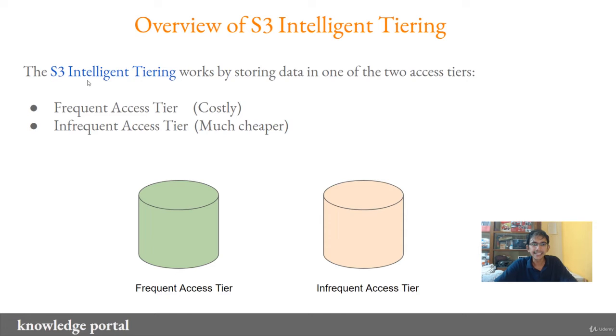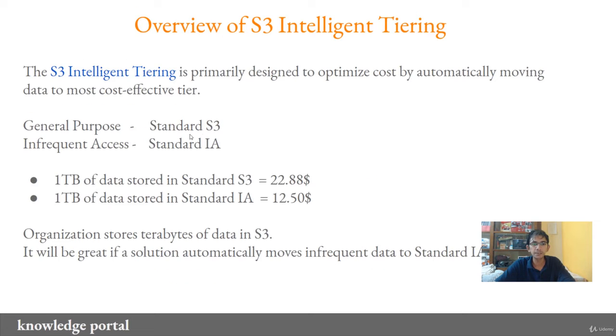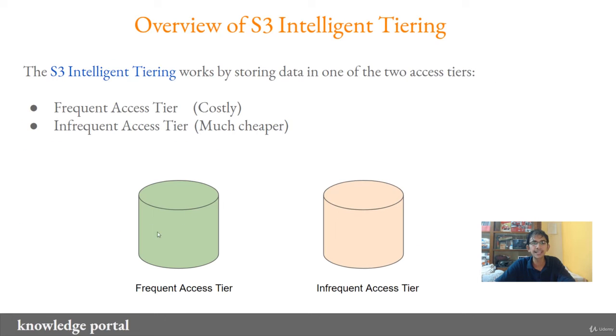Now, the S3 intelligent tiering works by storing data in one of two access tiers. One is the frequent access tier, which is costly, and second is the infrequent access tier, which is much cheaper. So let's say that you have a frequent access tier here and you have an infrequent access tier. The frequent access tier is costly, the infrequent access tier is much cheaper. Now what you want is, by default the data would be stored in the general purpose, which you can call the frequent access tier. So all the data would be stored here.